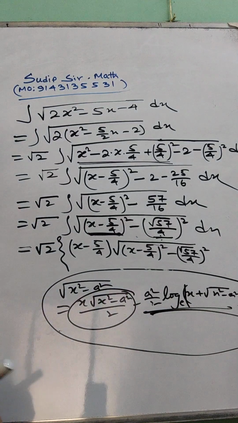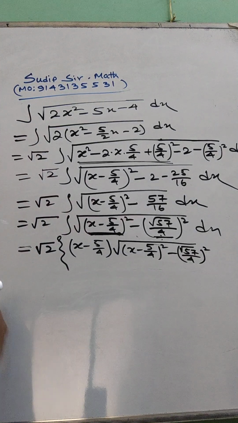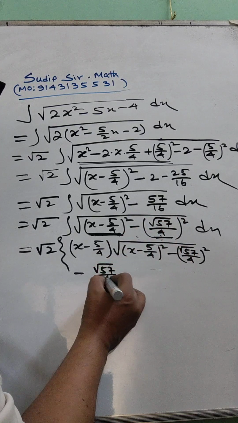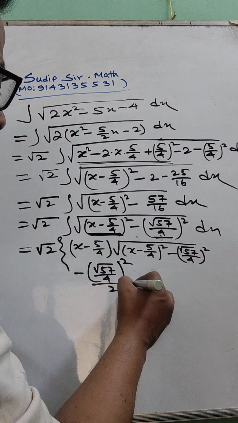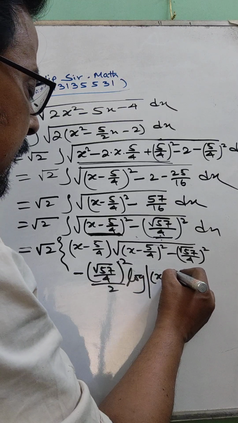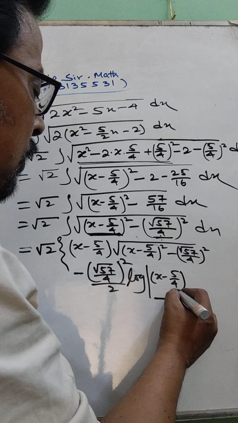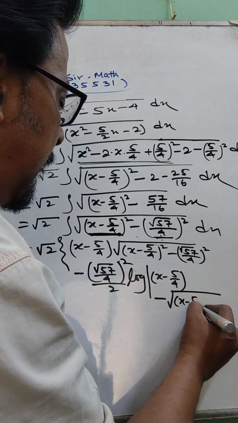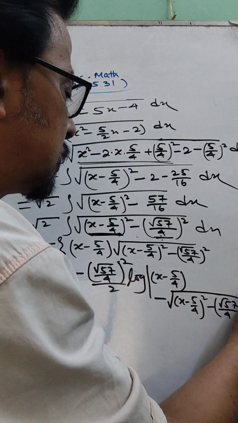Now this minus a square by 2. a square means (root 57/4) whole square by 2. a square by 2 log of mod x plus root over of (x minus 5/4) whole square minus (root 57/4) whole square plus c.